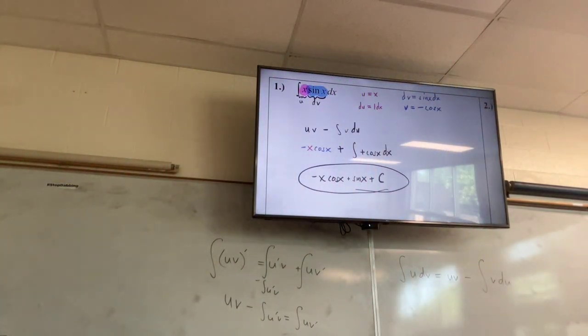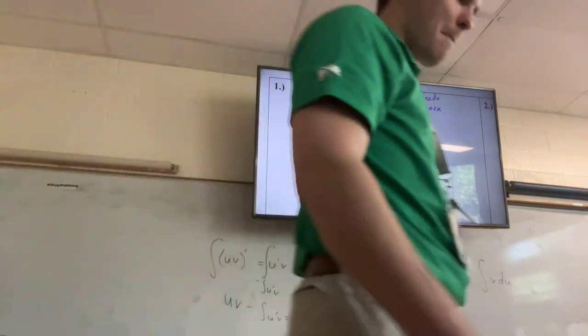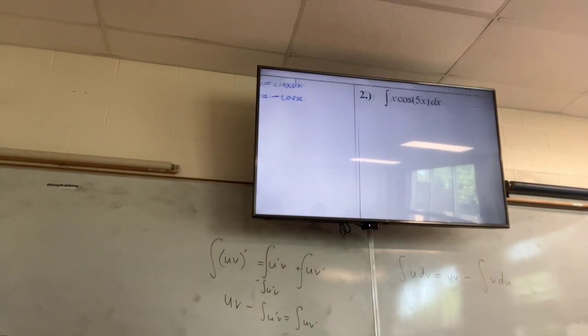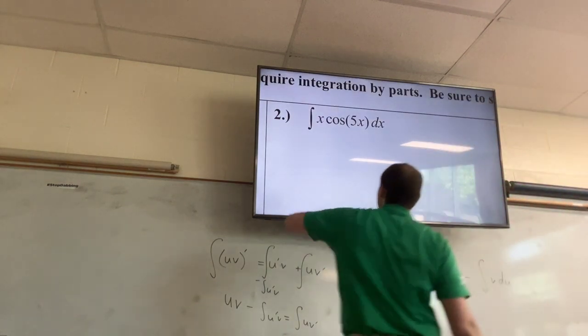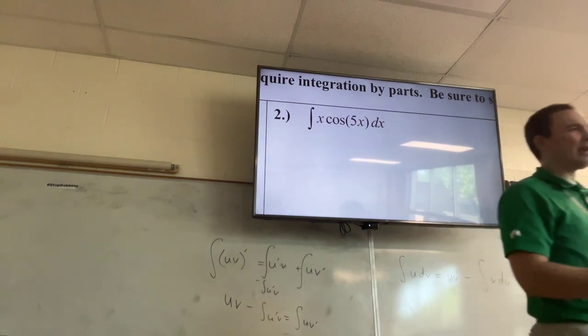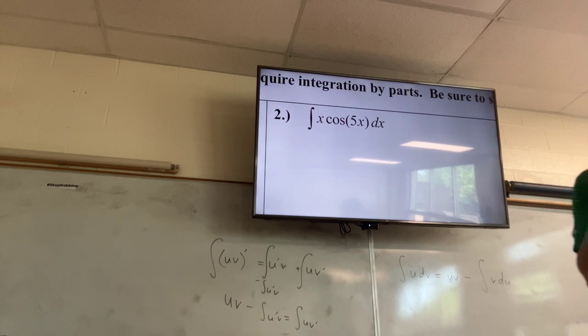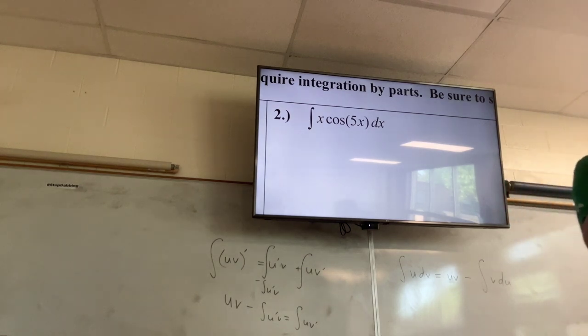So that's integration by parts. Do you guys want me to do another one? Okay. So this would be a lot easier if we didn't have the x there, right? Usually you want to pick as your u the one with the neater derivative. Derivative of cosine 5x is negative 5 sine 5x. Derivative of x is just 1. So what do you think we want our u to be? x. We want to pick x to be u.